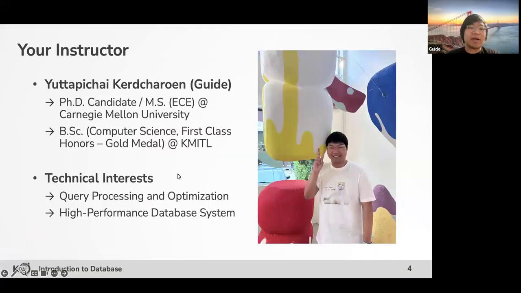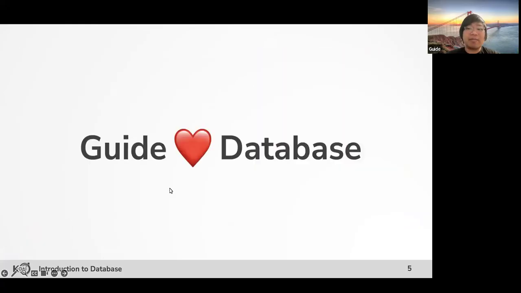So you know me already. My name's Kai, currently a PhD candidate at Carnegie Mellon University. My interests, both the query processing optimizations and high performance database systems, are both about databases. So I can clearly claim that I love database and I love it a lot. I love it so much that my PhD is about database. And not many people sacrifice life for database. Okay.